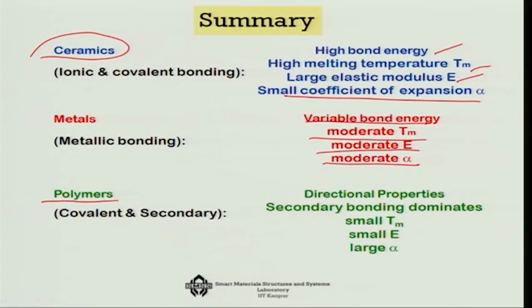Finally, we come to the polymers. They have directional properties because they have some amount of carbon-carbon bonding which is directionally strong, and they also have secondary bonding. It varies, but generally if the secondary bonding dominates, then you get a small melting temperature, small modulus of elasticity, and a large coefficient of expansion. So, that much we can predict from the atomic bonding of these various types of atoms.